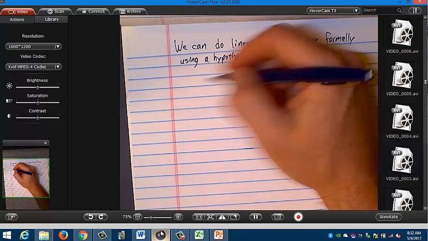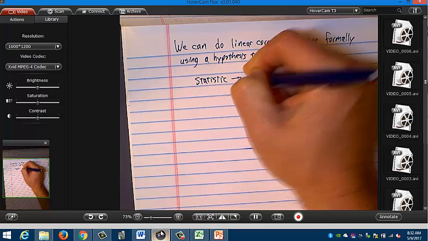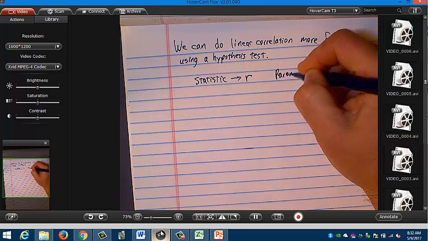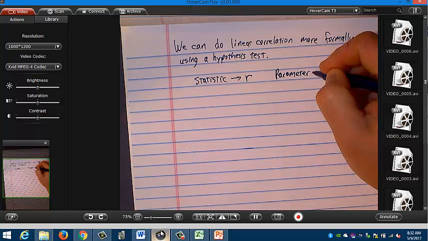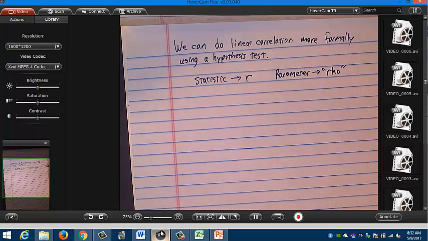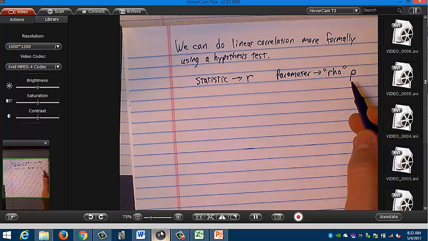So my statistic is going to be R. My parameter is the Greek letter R, which is called rho. It's usually written that way, R-H-O, but the symbol they used in Greek was this. So if you ever see that curvy P-looking thing, that's the letter rho. It makes the R sound in Greek.